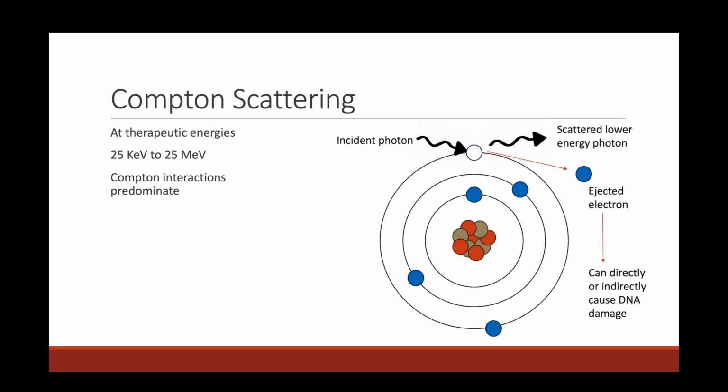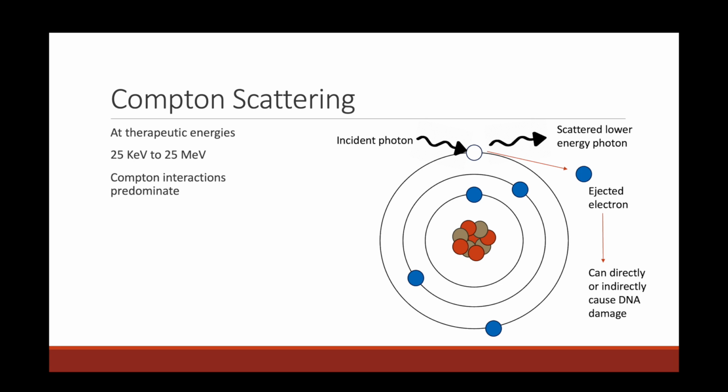As we just said, Compton scattering is the interaction that prevails at therapeutic energy levels. It typically prevails at energies between 25 kiloelectron volts to 25 mega electron volts. And the energies that we use in radiation therapy are typically on the order of 6 to 20 MV. And so that's why Compton scattering prevails there.